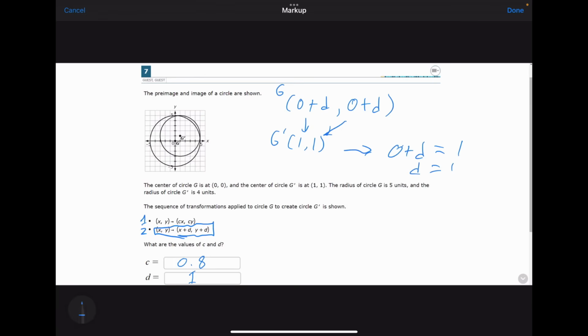And this is my answer. C equals 0.8 and d equals 1. And that's all they're looking for. So let's move on to question number 8.